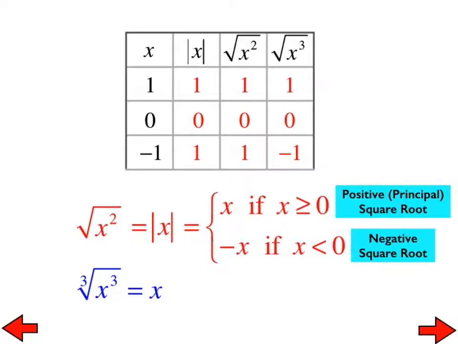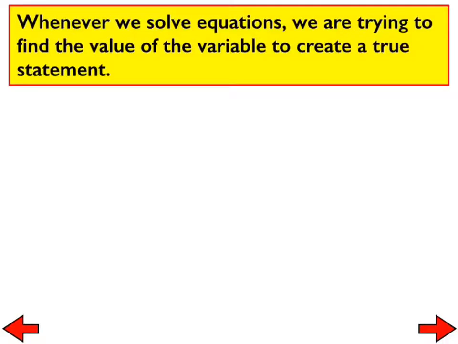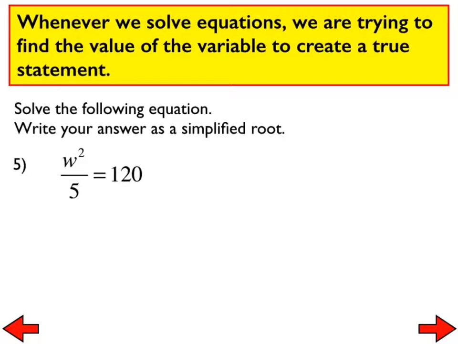All right, turn your notes over to the back side. I'm leaving this up here for just a second because I know a couple people are still writing things down. Number 5 says w squared over 5 equals 120. Anybody have any idea how I might start the solving process? Yeah, just like anything we do, we need to get the variable part by itself. So in order to get the w squared by itself, we need to multiply both sides by 5.